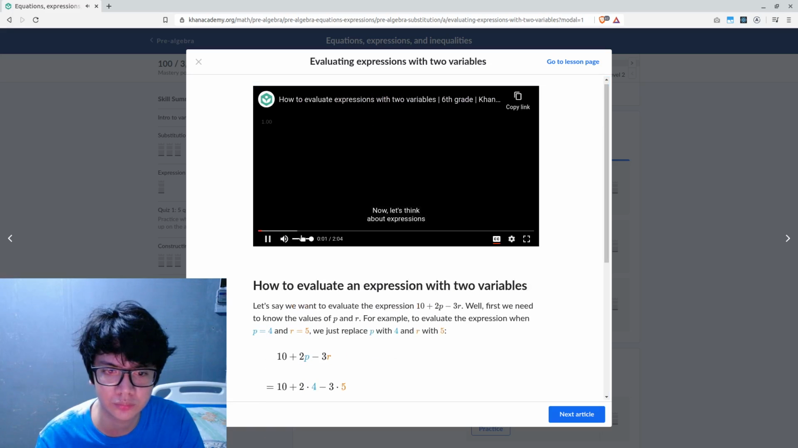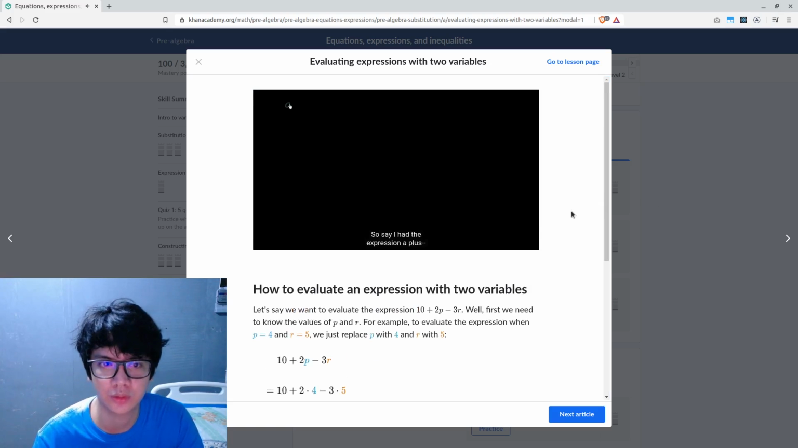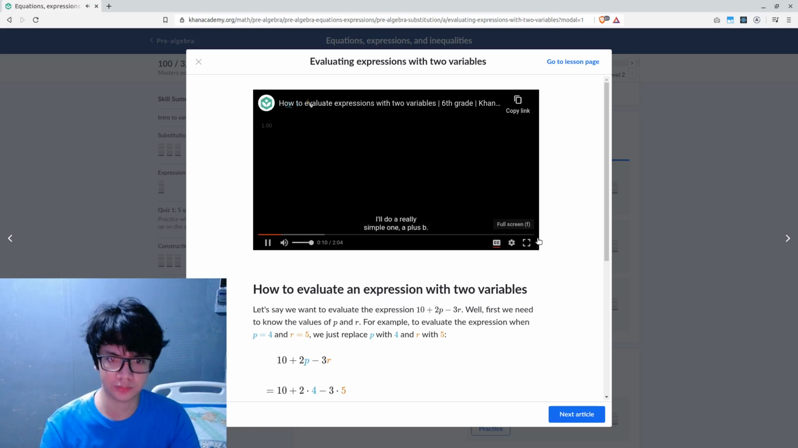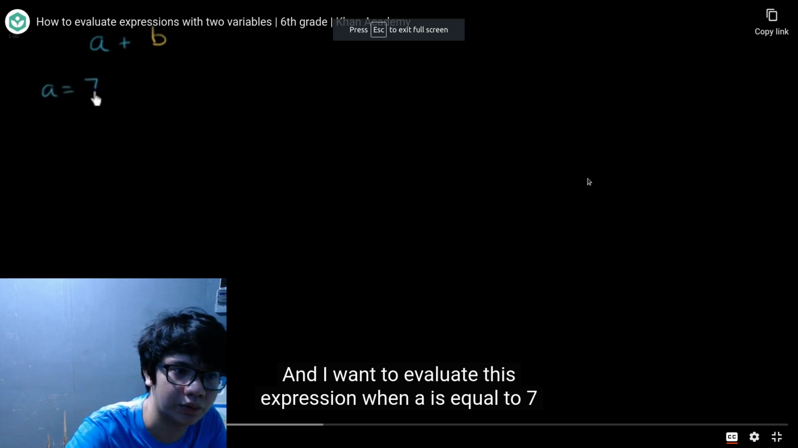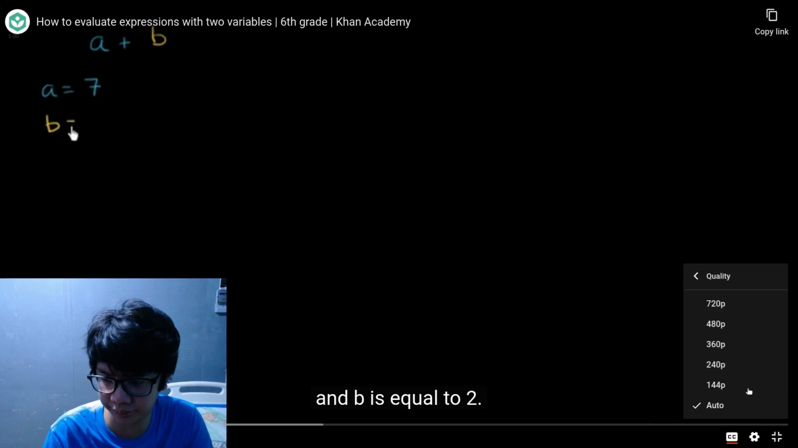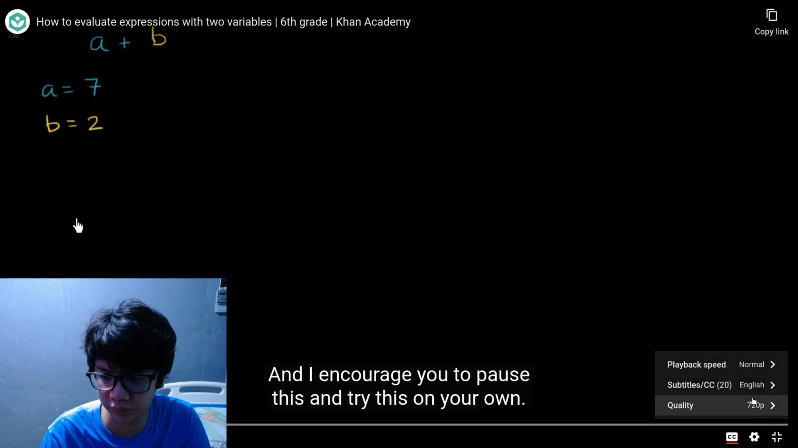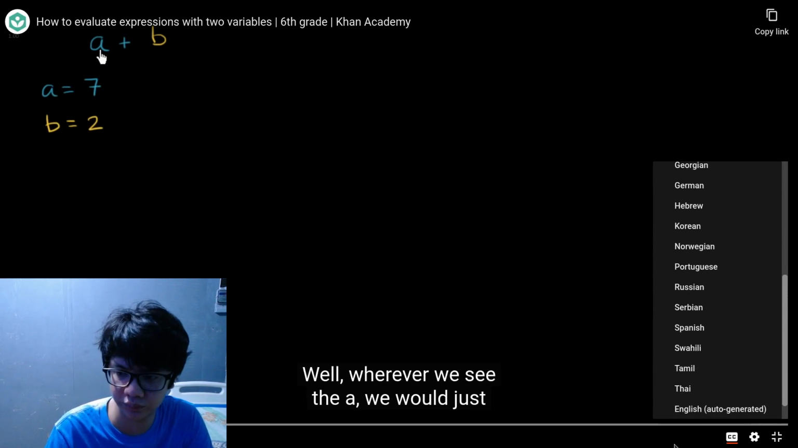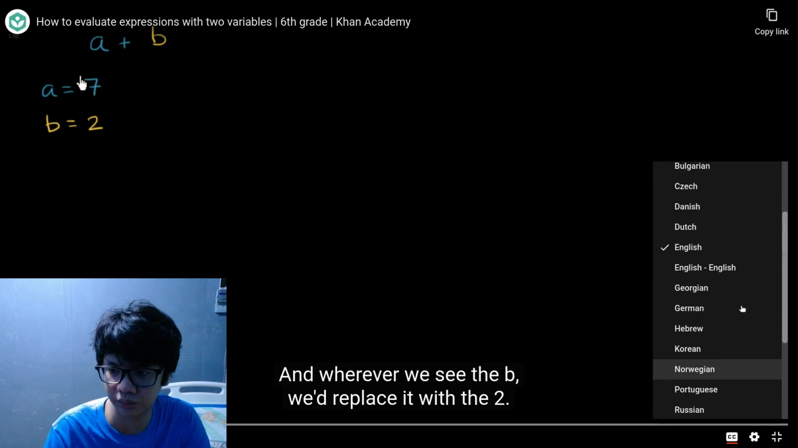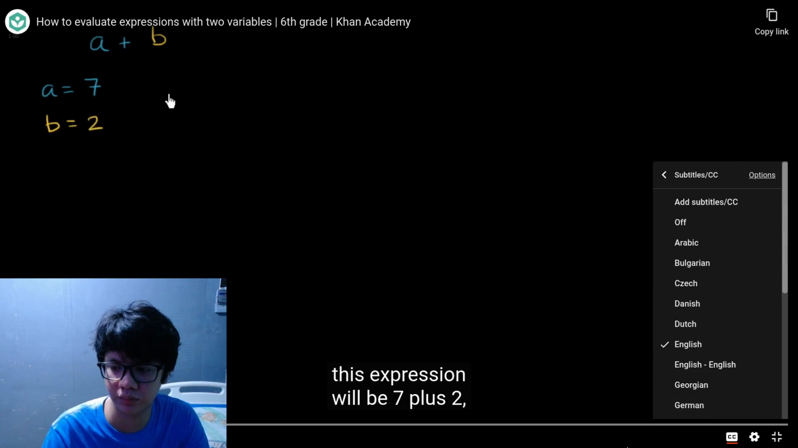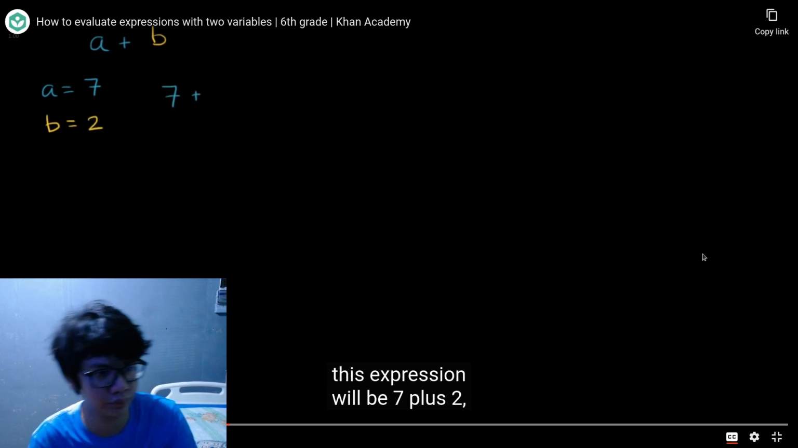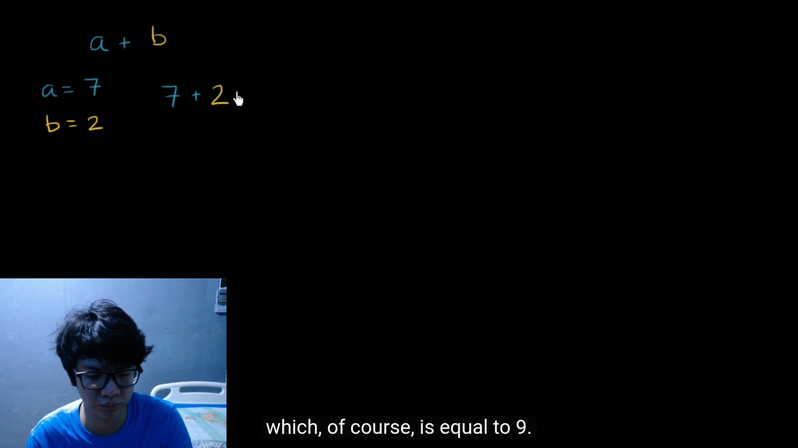Now let's think about expressions with more than one variable. So say I had the expression, I'll do a really simple one, a plus b. And I want to evaluate this expression when a is equal to 7 and b is equal to 2. I encourage you to pause this and try this on your own. Well, wherever we see the a, we would just replace it with the 7. And wherever we see the b, we'd replace it with the 2. So when a equals 7 and b equals 2, this expression will be 7 plus 2, which of course is equal to 9. So this expression would be equal to 9 in this circumstance.